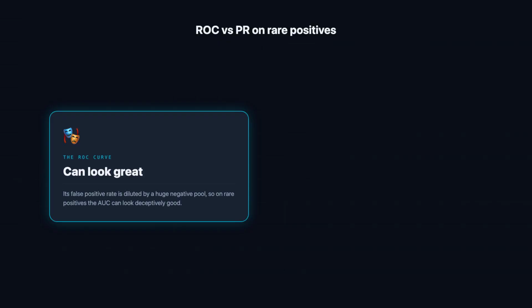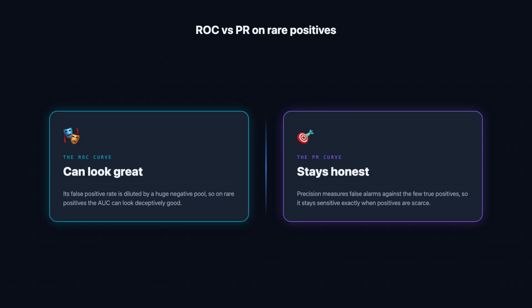Consider the ROC curve on rare positives. Its horizontal axis is the false positive rate, and when negatives vastly outnumber positives, that rate stays tiny even when you're raising plenty of false alarms, simply because you're dividing by an enormous pool of negatives. So the curve, and its headline AUC, can look great while the model is actually generating a flood of noisy false positives. Precision behaves differently.